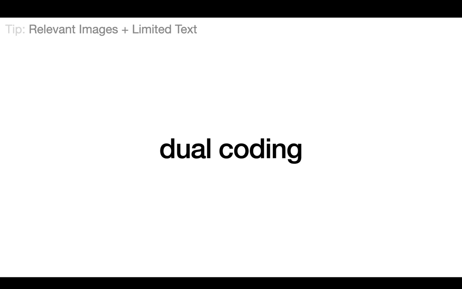And something referred to as dual coding theory helps to explain why we need more images and less text in our presentations. The idea is that people have two channels in which they can take in information and think about it: an auditory channel and a visual channel. People will actually better remember something if it is presented in both channels.